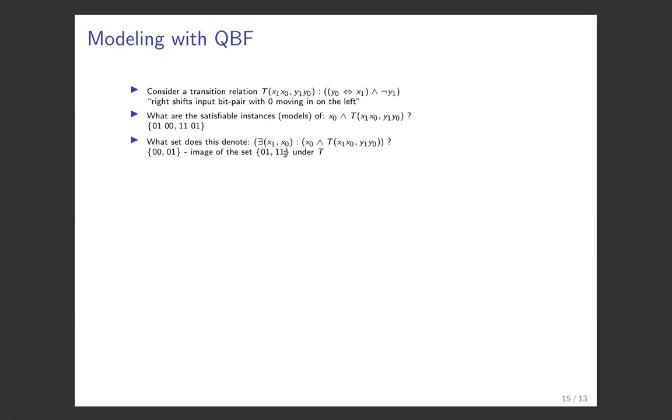You see, so you can express images under T, pre-images, etc., using quantified Boolean formulas. Now you can expand this out. One more example that I will show: what does this denote?